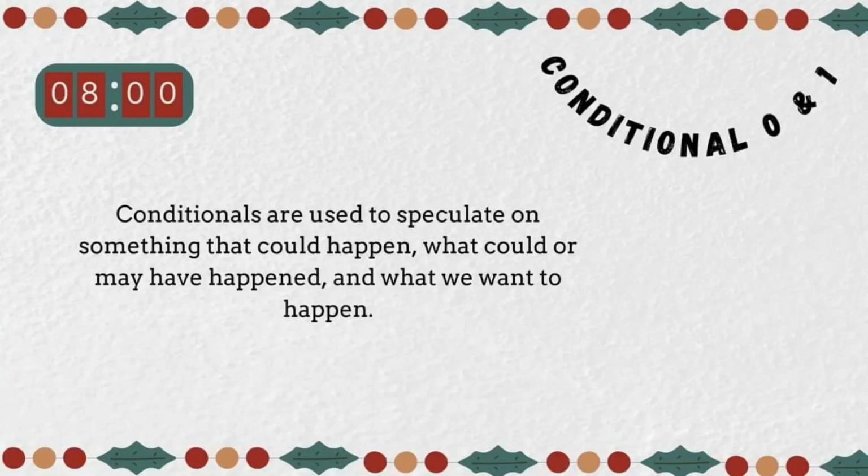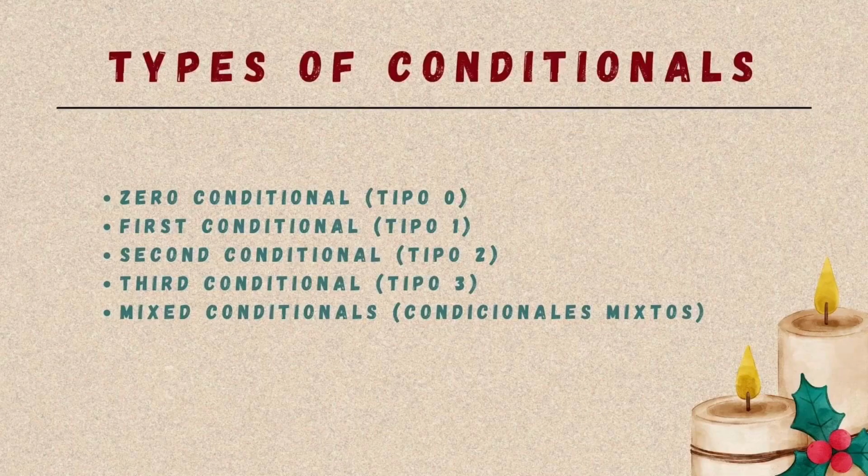The next topic is the zero conditional and when. Conditionals are used to speculate on something that could happen, what could or may have happened, and what we want to happen. Although we only saw the zero conditional and when, it is important to mention the following list, which contains the five conditionals: zero conditional, tipo 0; first conditional, tipo 1; second conditional, tipo 2; third conditional, tipo 3; and mixed conditional, condicionales mixtos.